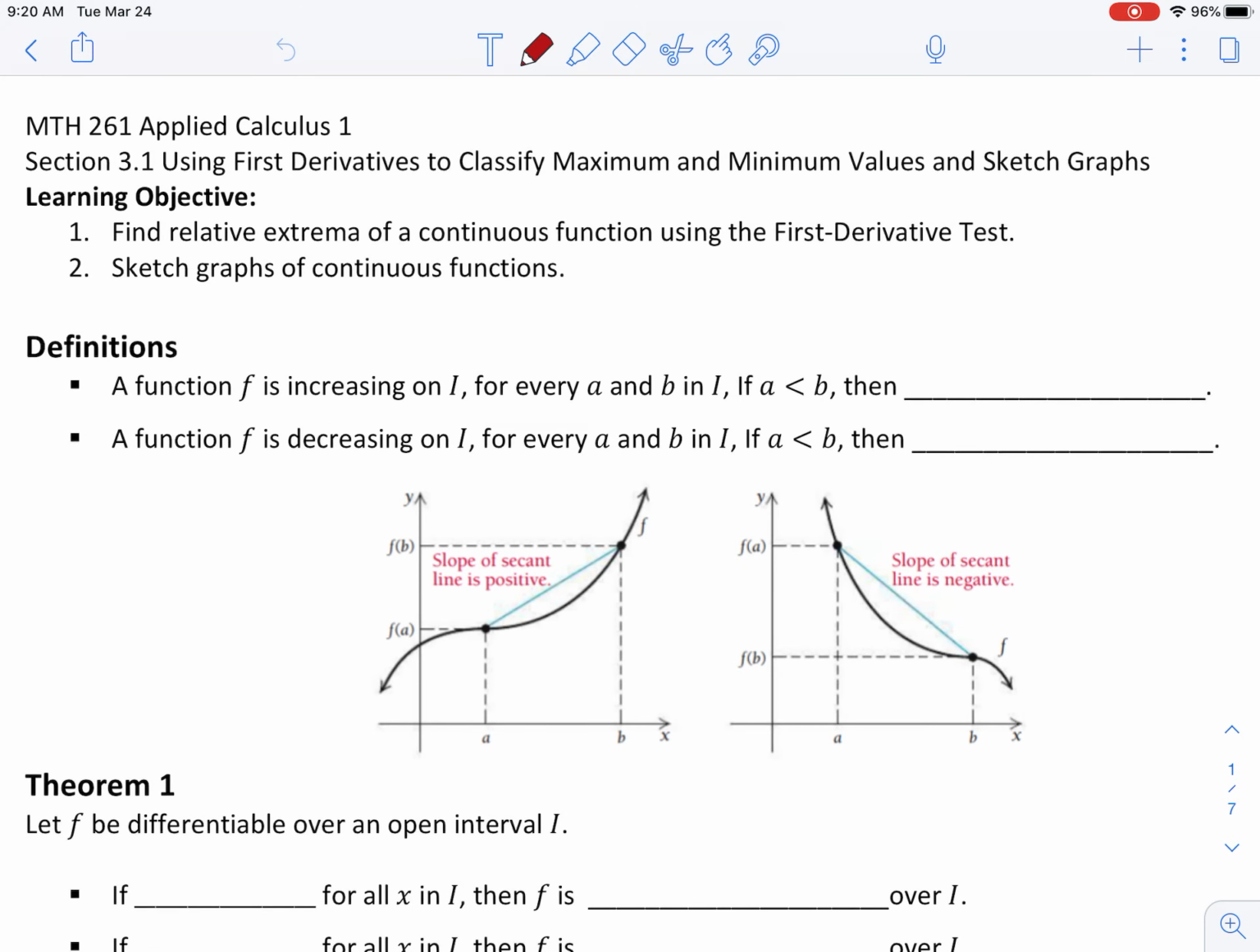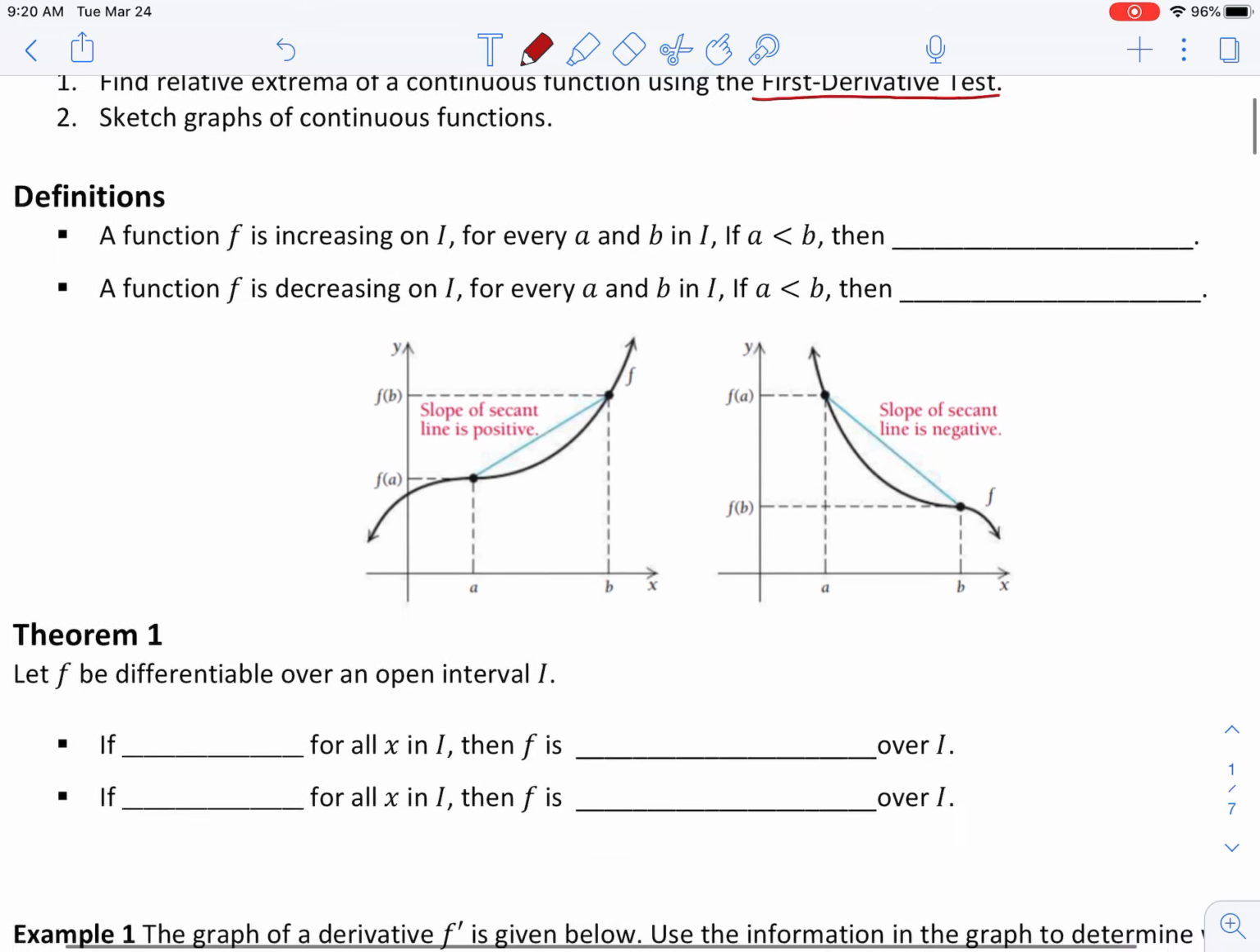But let's read the learning objectives. The first one is to find relative extrema, either minimum or maximum, of a continuous function using the first derivative test. And we'll read about what that is, and we'll use it in examples 3, 4, 5, and 6. And the classwork problems that you will do for me for lesson 3.1 are actually using that first derivative test. And we'll sketch the graphs of continuous functions. We'll do some sketching too.